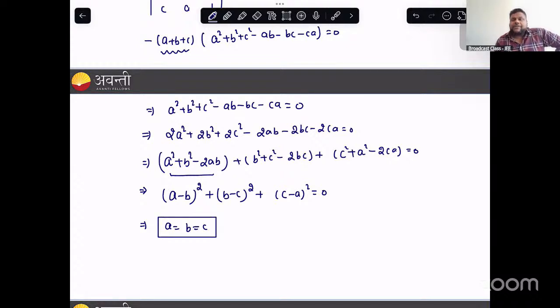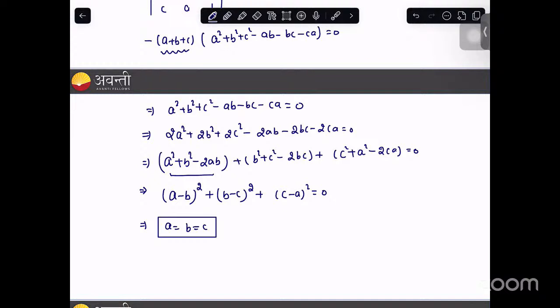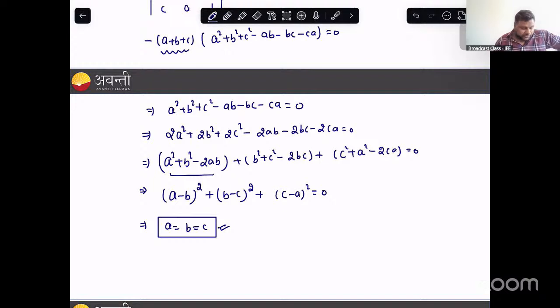If sum of 3 perfect squares is 0, that means each one of them should be 0 simultaneously. So A minus B will be 0, B minus C will be 0, and C minus A will also be 0. That means A equals to B equals to C. Correct or wrong? Yes, sir. So that means A equals to B equals to C. That means triangle is equilateral. Correct?